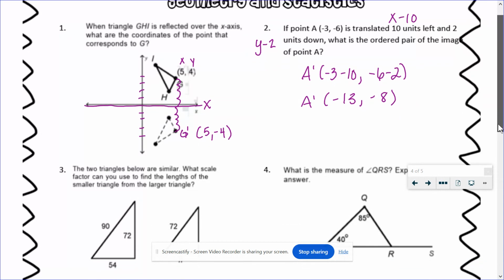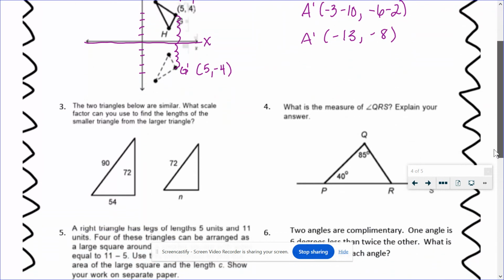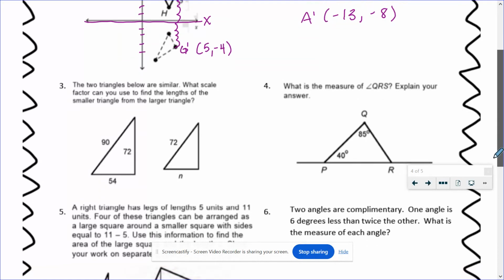Number 3. The two triangles below are similar. What scale factor can you use to find the length of the smaller triangle from the larger triangle? In other words, the larger triangle is being reduced, and since it's being reduced, we know that K, which is the scale factor, has to be less than 1.